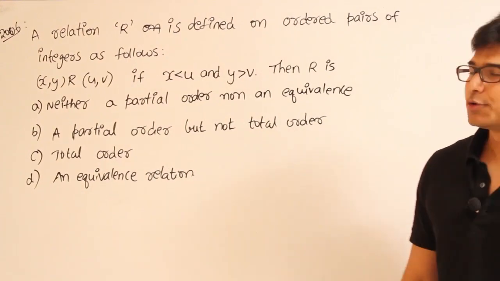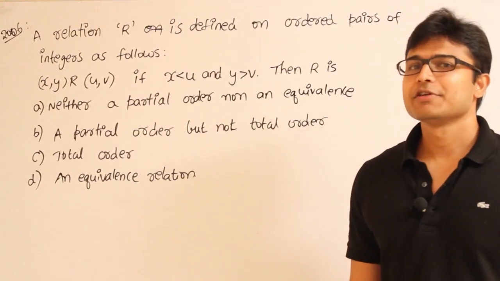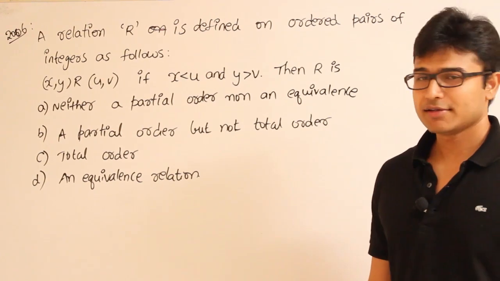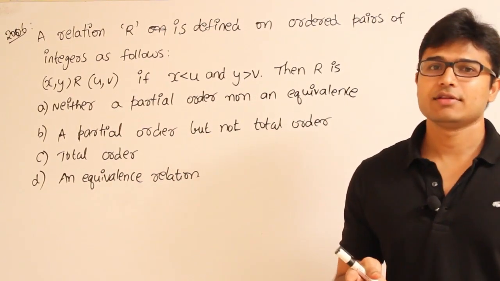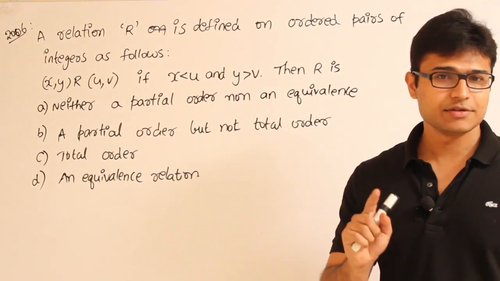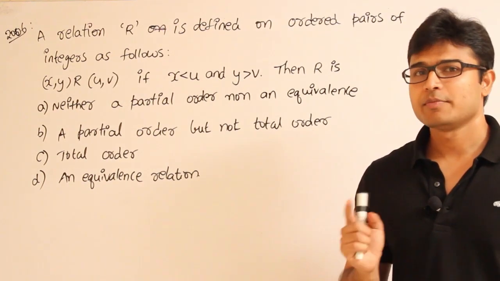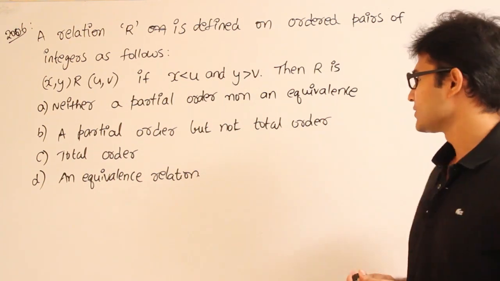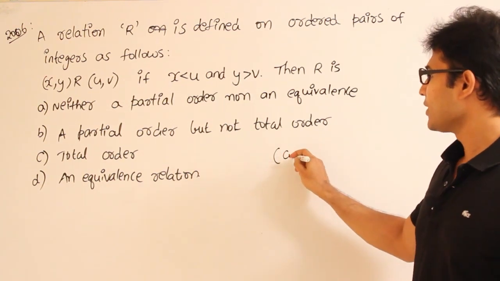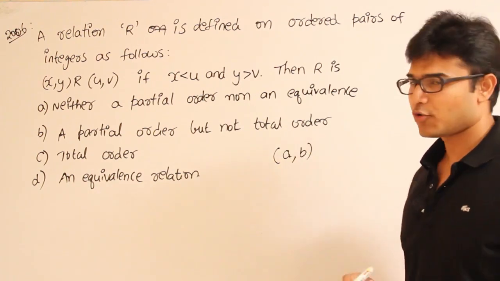This question was asked in GATE 2006. It is a bit tricky question. See this. Till now, we have seen relations which are defined on a set of elements, which means the relation contains an ordered pair, and the ordered pair contains single elements, like A comma B. Till now we have seen this model.